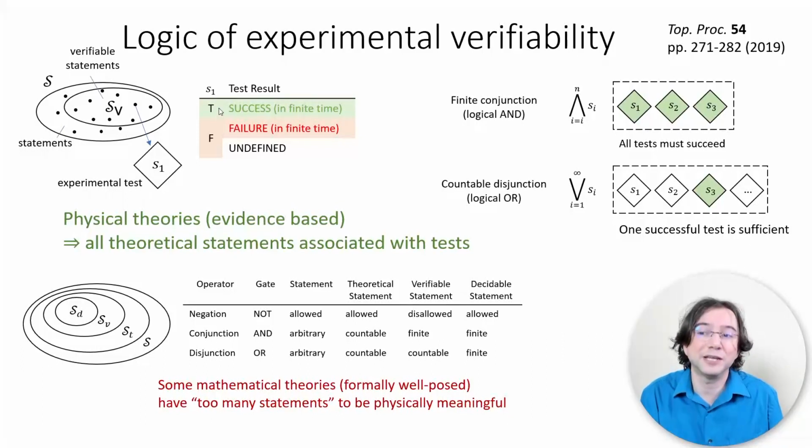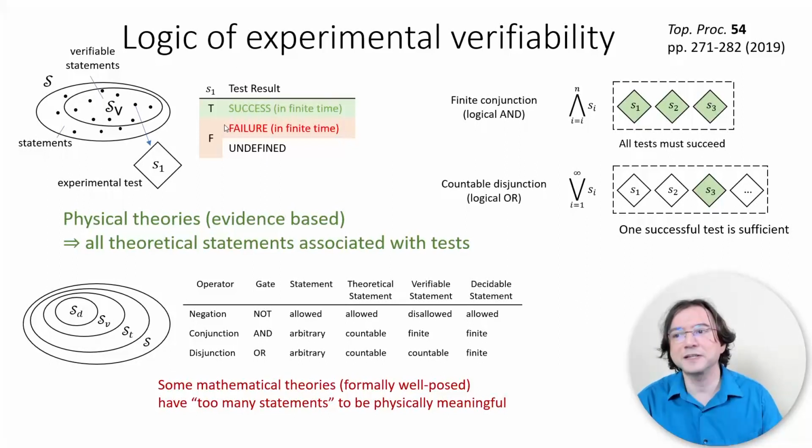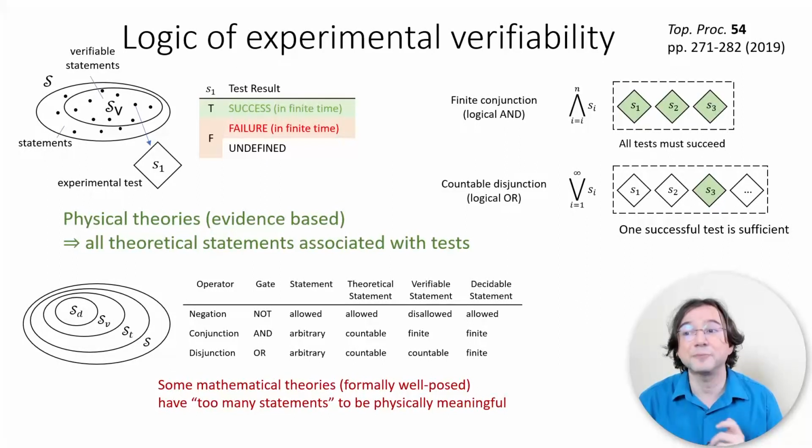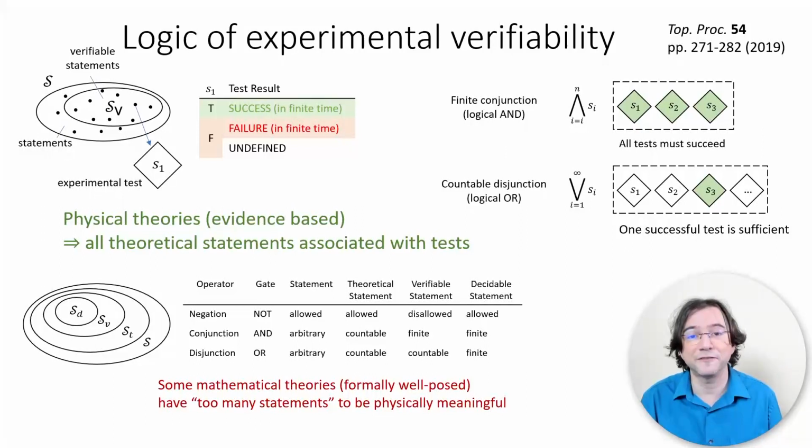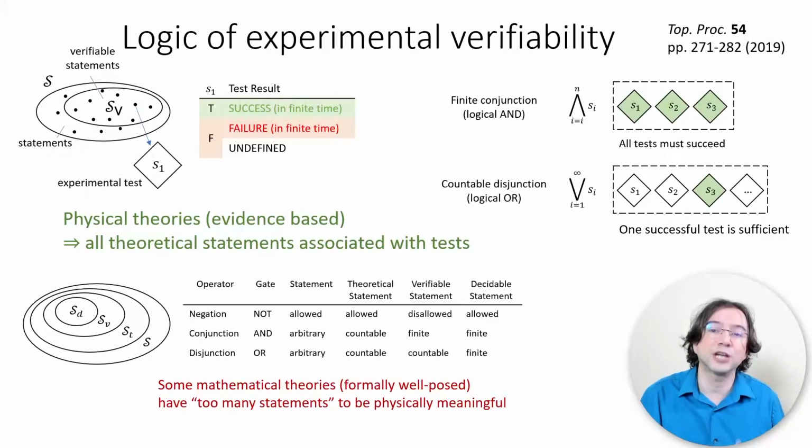So there is no guarantee that the process is actually going to terminate successfully in finite time if the statement is true. So the logic of experimental verifiability, the logic of verifiable statements, does not have negation. What it does have is the finite conjunction, the finite logical "and", because in that case we just need to check that all the statements terminate, and since there are finitely many of them, all terminate in finite time, the test will terminate in finite time. So the logical "and", the finite conjunction of verifiable statements, is guaranteed to be a verifiable statement itself.